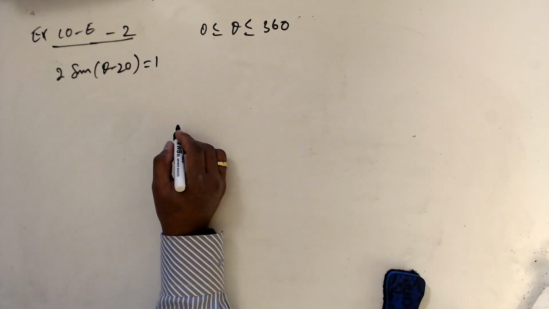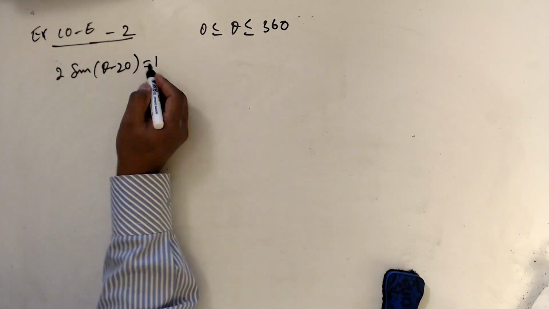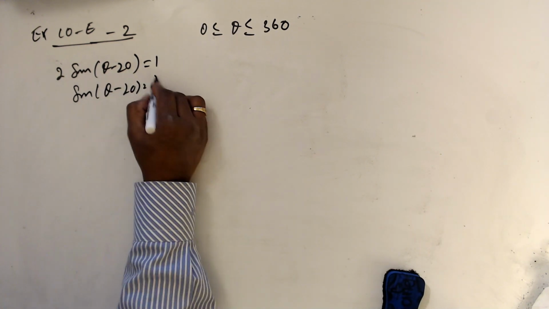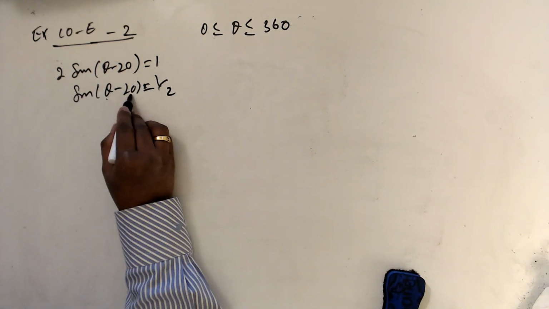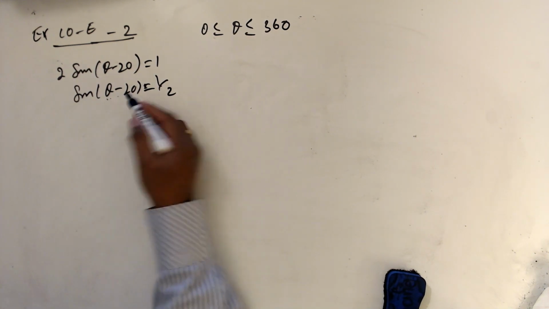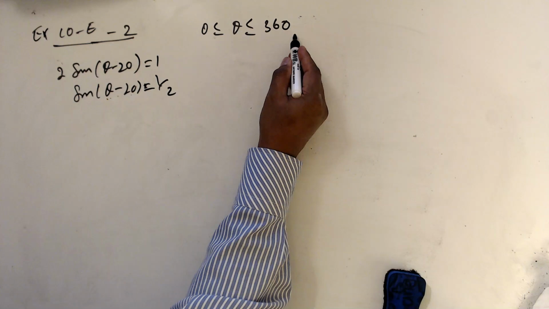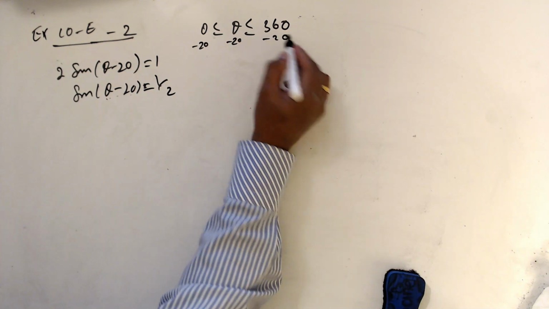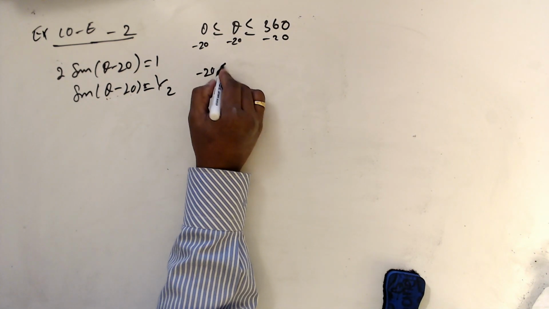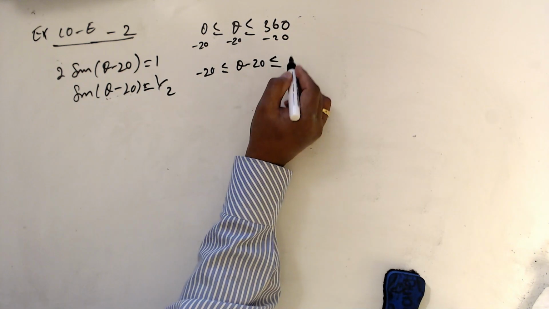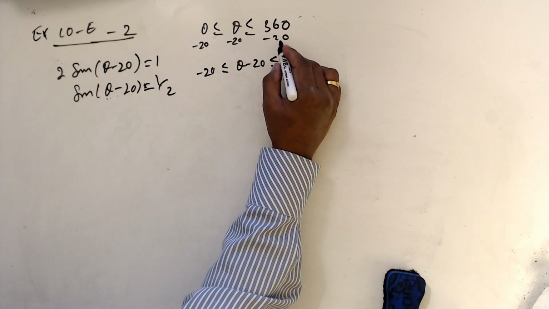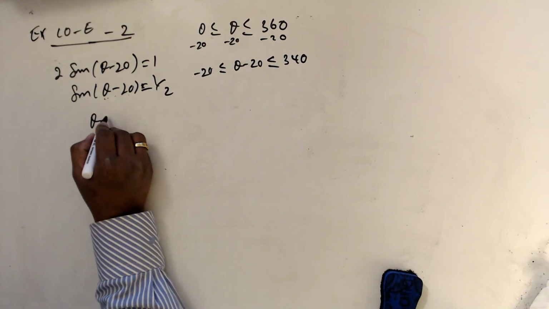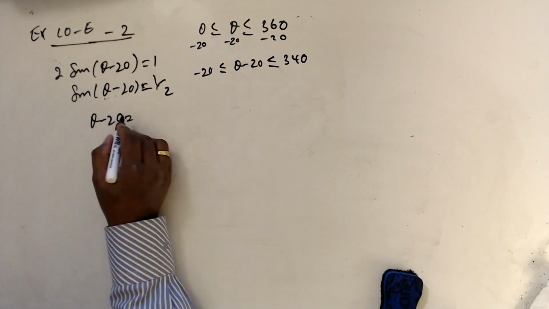Part B, 2 sine theta minus 20 equals 1. Then sine theta minus 20 equals half. Then I need to make theta minus 20. I had to reduce minus 20 from this equation. So this is going to be minus 20. This is theta minus 20, and 360 minus 20, 340. Now theta minus 20, let's assume as x.